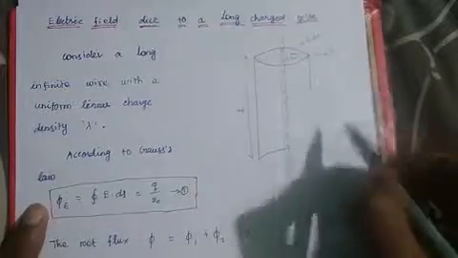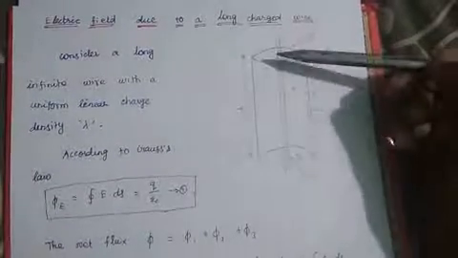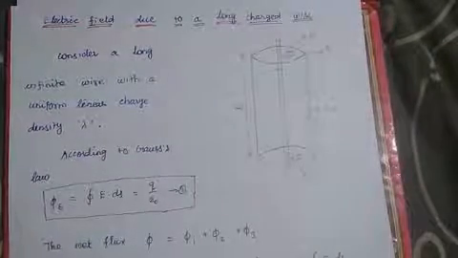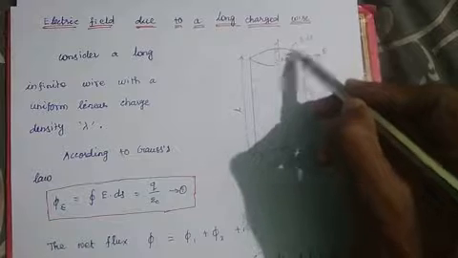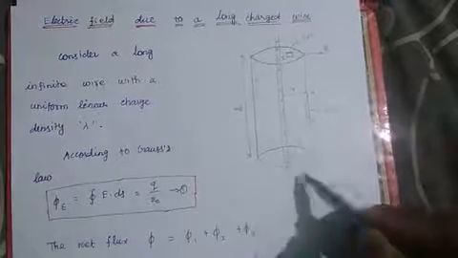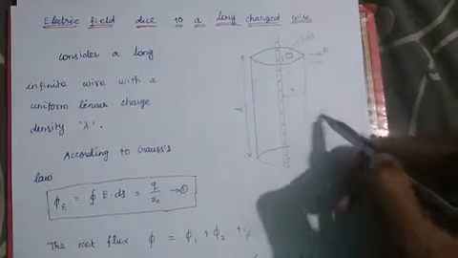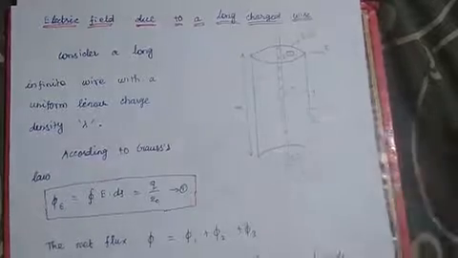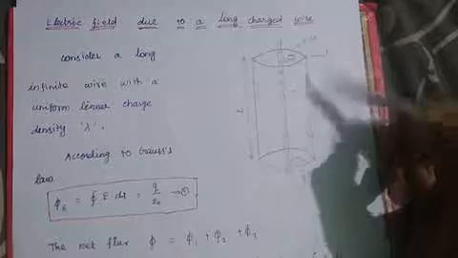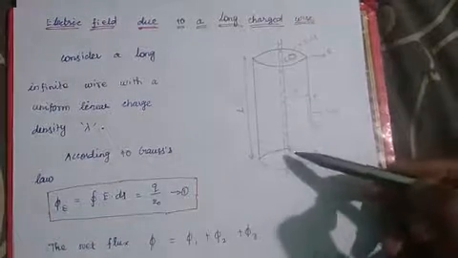If you are considering a closed cylinder, there are three different surfaces. One is here, another one is here, and the third one is the lateral surface. This is surface 1 that I'm taking. The area vector can be represented as n dot ds for surface 1, and this is for surface 2 and the lateral surface, which is the third surface. For all three surfaces we are going to find the electric field created by this long charged wire.